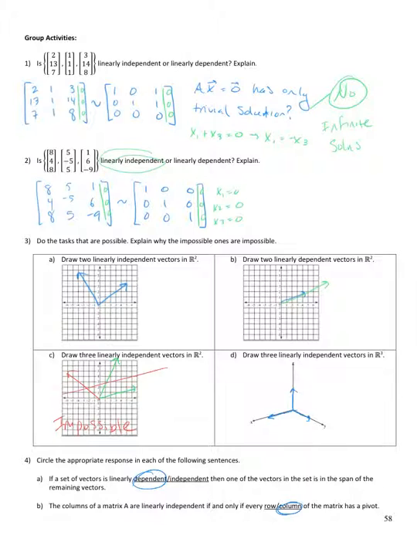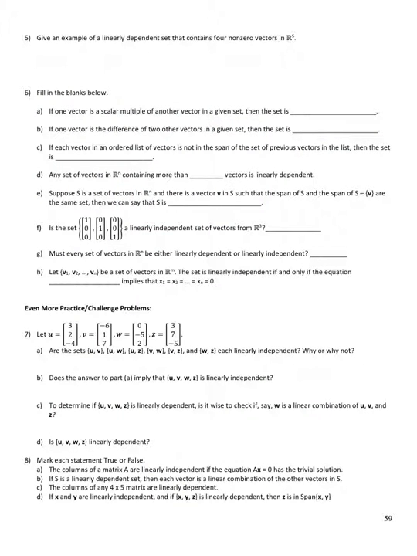Like if you look at 2, the reason Ax equals 0 has only the trivial solution is x1 equals 0, x2 equals 0, x3 equals 0. It's the pivot in every column. Okay, this last bit is for fill in the blanks. If one vector is a scalar multiple of another vector in a given set, then the set is linearly dependent.